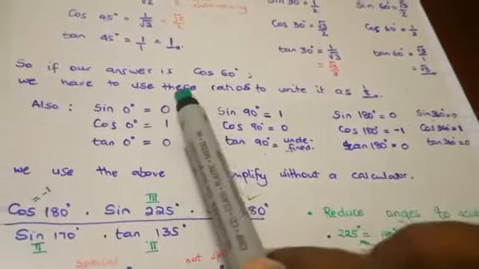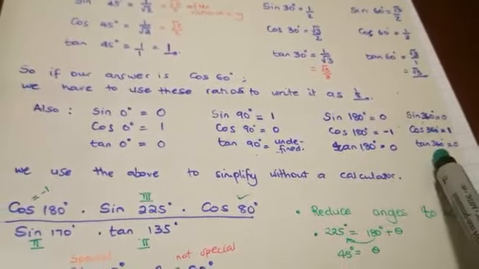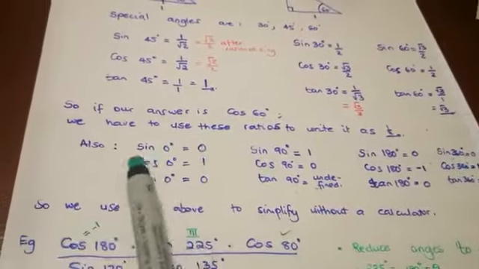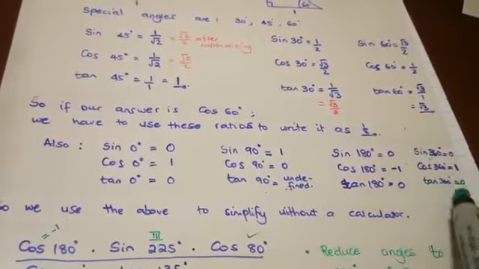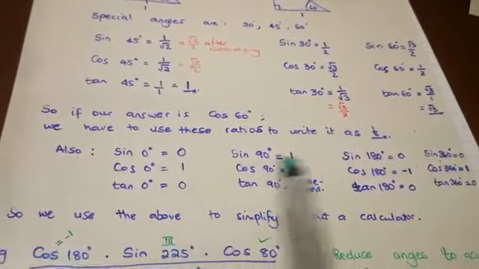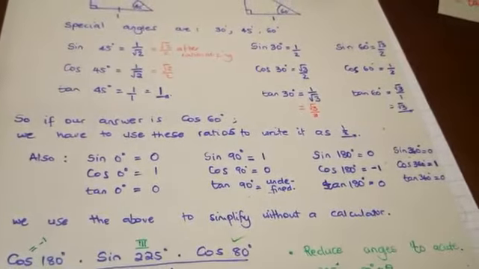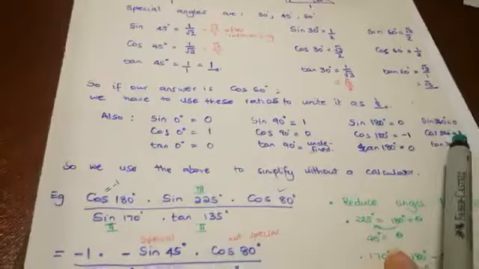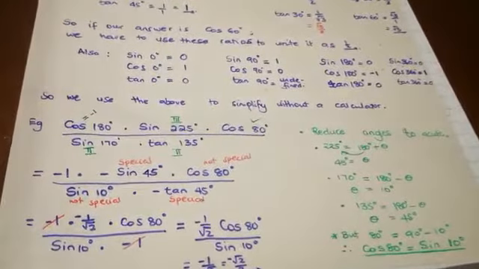Okay, so we also include 0, 90, 180, 270, and 360 as part of our special angles. We do have a diagram that you can use for this, but these ones, because they just give you 0 and 1, you can just try to remember them. They are not like those ones where you have to use the diagram. Okay, so let's look at an example of how or when to use these special angles.